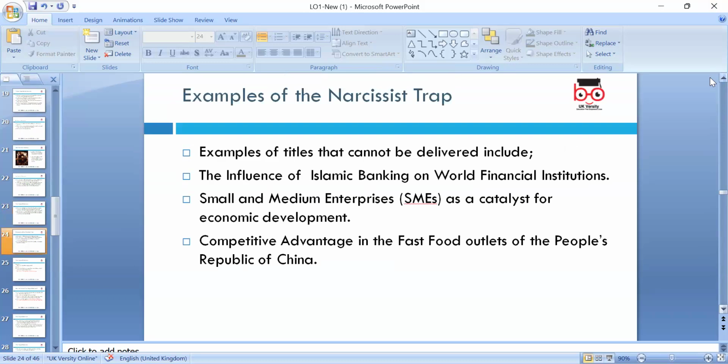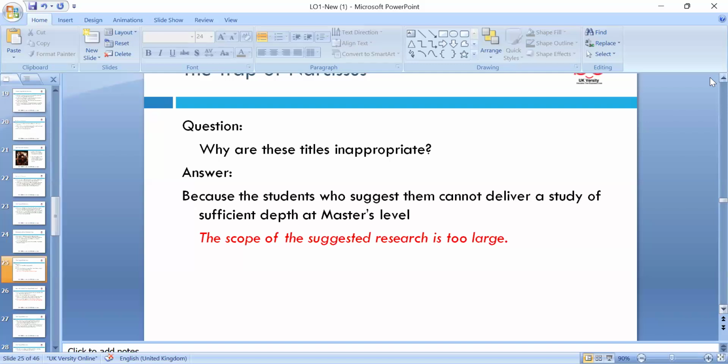Examples of titles that cannot be delivered include: the influence of Islamic banking on the world financial institution, small and medium enterprises, which we can look at around economic development, and competitive advantage in food outlets in the People's Republic of China. So we have to think about the topic: can we do it? It's too big. Yes, narrow it down. Why are these titles inappropriate? Because a student cannot deliver a study of sufficient depth at the master level.